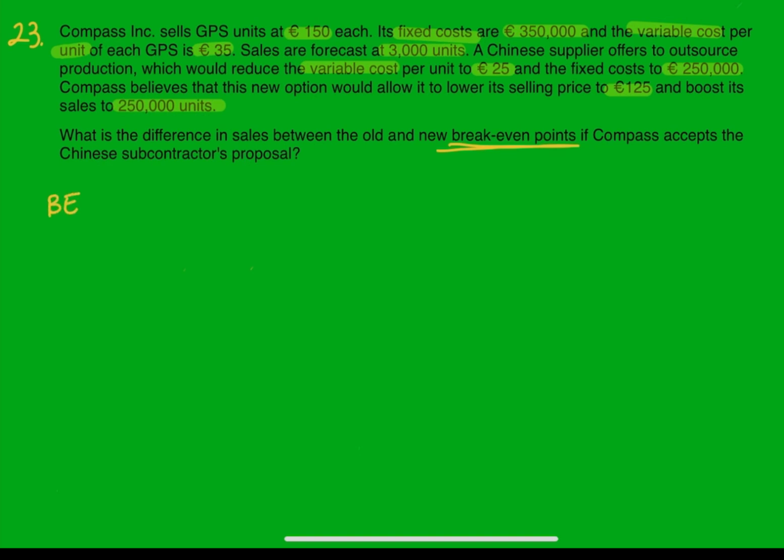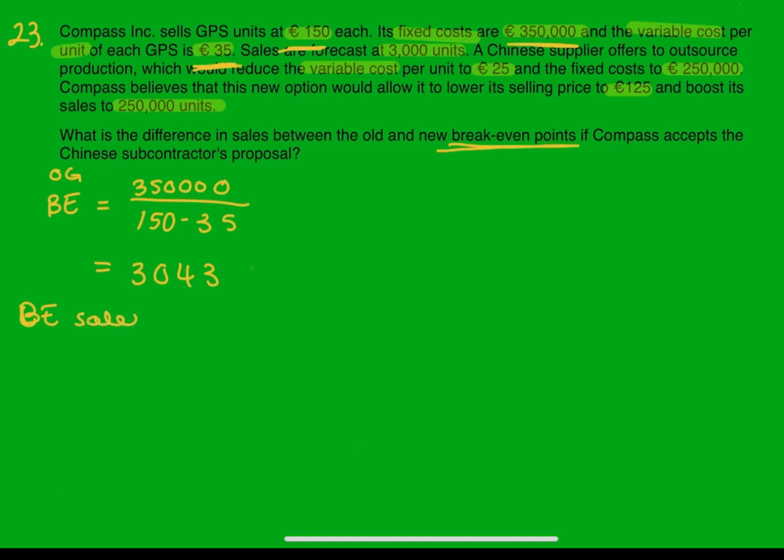So it's asking us to find the new break-even points and the old break-even points. So the calculation for break-even is fixed costs over contribution margin per unit, and contribution margin per unit is selling price per unit minus variable cost per unit. Well, in the question, it already gives us that. So 150 minus 35, which is equal to 115. And our fixed costs are 350,000. So we do 350,000 divided by 115, which is around 3,043 units.